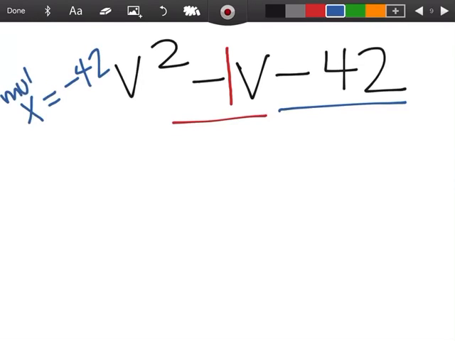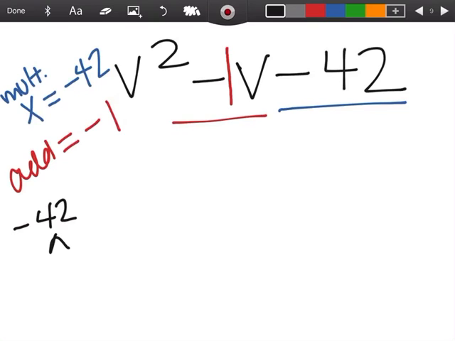I guess I should put multiply. And add, or here, let me use my red pen because I'm on a roll, keeping up with my colors. Add to equal negative 1. So I would start by coming up with numbers that multiply to be negative 42.